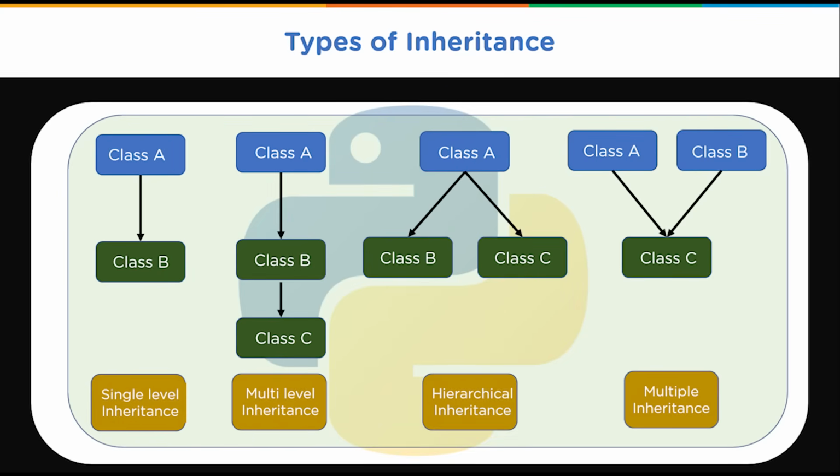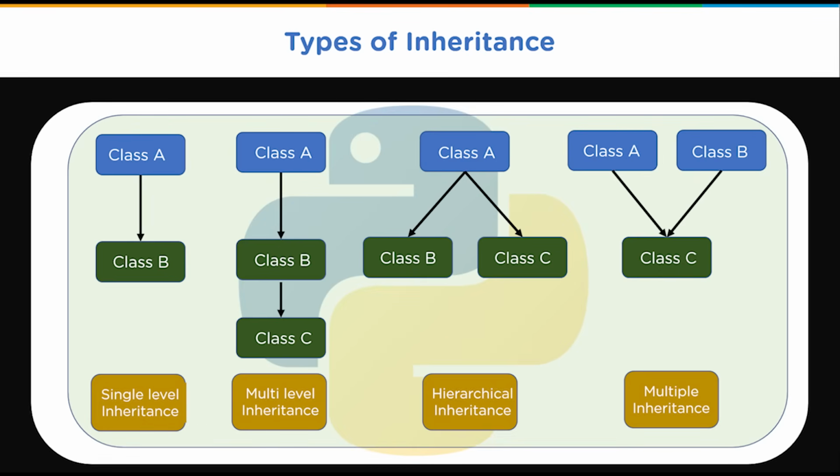Now here we are trying to display diagrammatically the different kinds of inheritance, and this will make understanding more clear. Let's first talk about single level inheritance. You have a class A and you have a class B. So only a single level child is inheriting the attributes, the properties of class A. That is what we call single level inheritance.